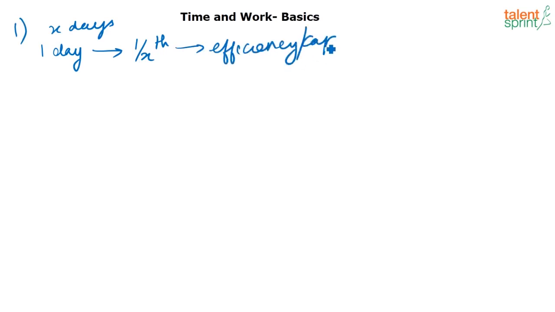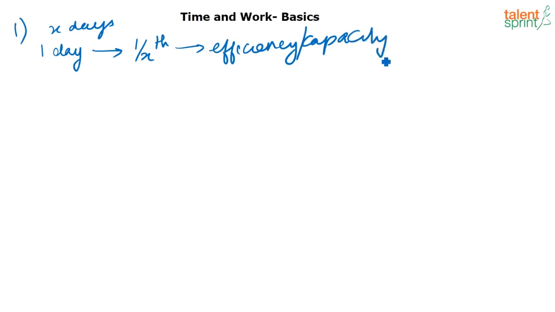If a person finishes a work in X days, he does 1/X of the work in a day. That is the first thing that we should know. Now, what is generally the work done by a person in a day? The work done by a person in a day is generally considered as the efficiency, or capacity, of the person.